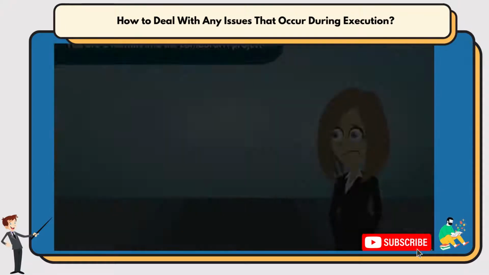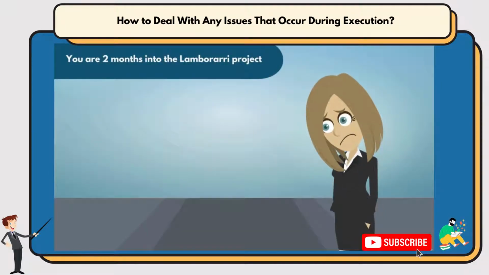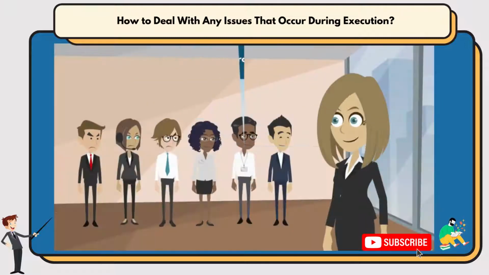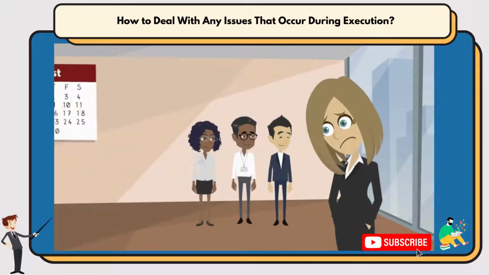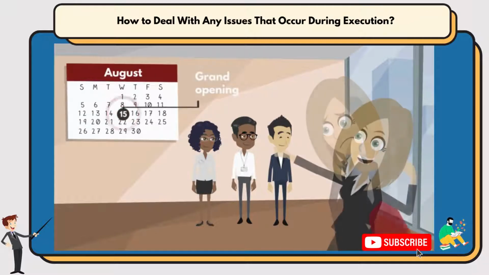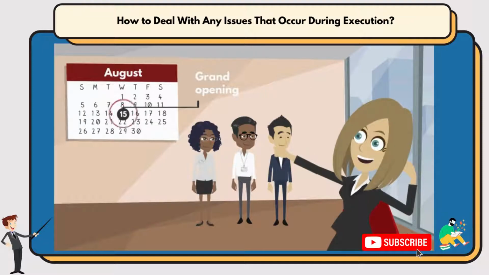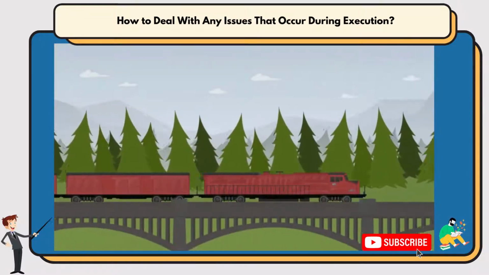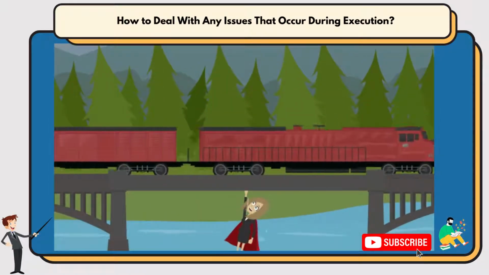Imagine that 2 months into the Lamborghini project you had planned for 6 cars to be complete but none have been. Or that during training half the new sales team resign, leaving you understaffed for the grand opening. Another job of yours as super project manager is to be able to step up in these situations and save the day. So when your project gets derailed, let's look at the 4 steps you can take to get it back on track.